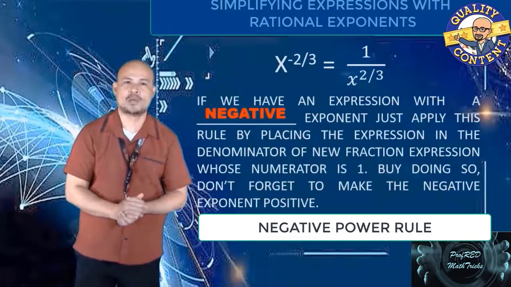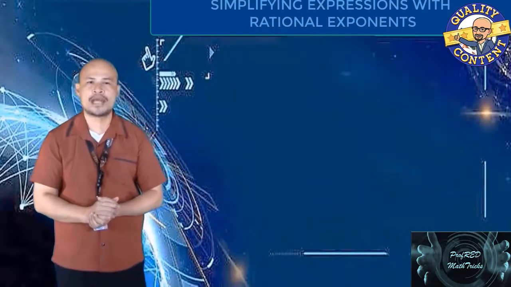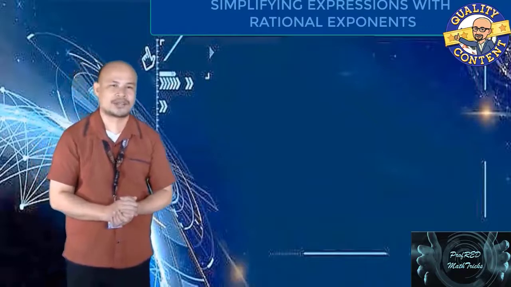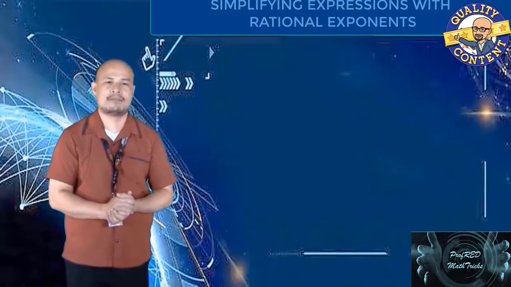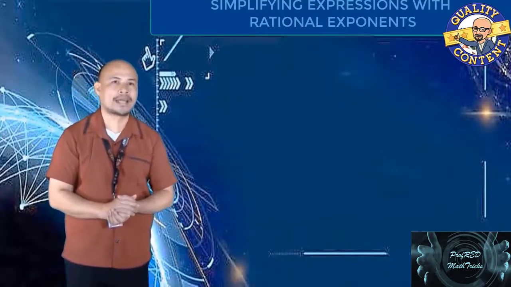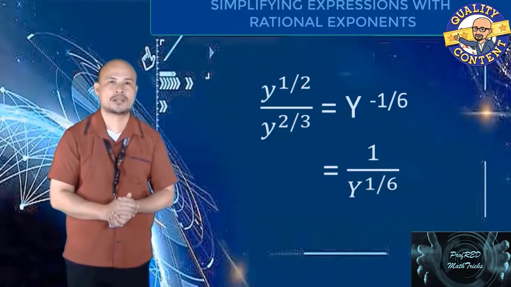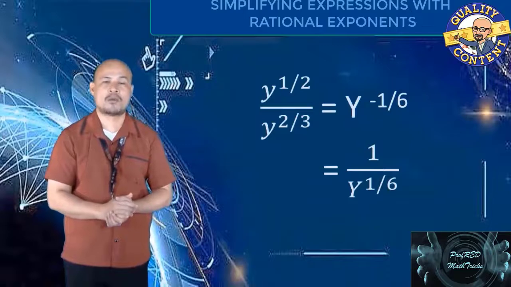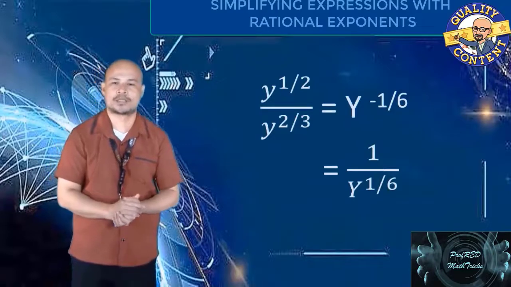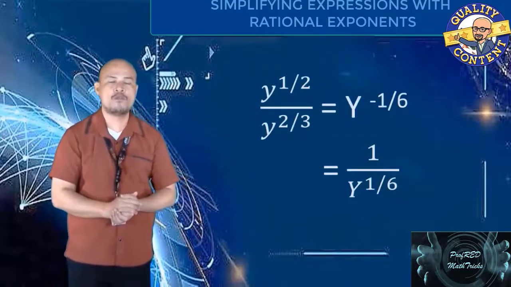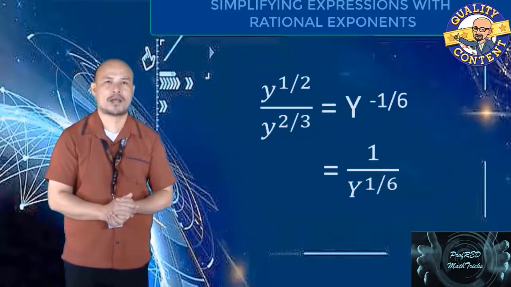Negative exponent happen when dividing expressions where the exponent of the numerator is lesser than the exponent in the denominator. Example, y raised to the power of 1/2 over y raised to the power of 2/3 equals y raised to the power of negative 1/6, or simply 1 over y raised to the power of 1/6.